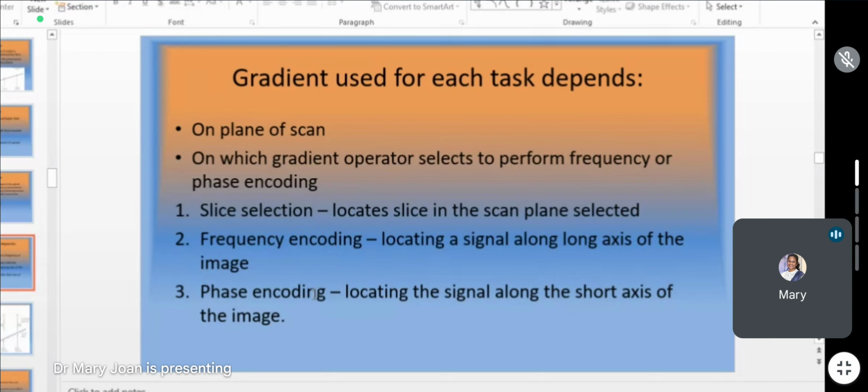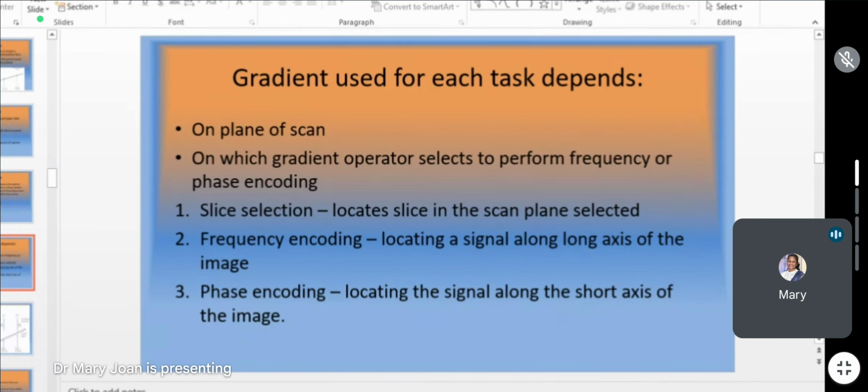So the gradient used for each task depends on the plane of scan on which the gradient operator selects to perform frequency or phase encoding, and slice selection locates the slice in the scan plane selected. Frequency encoding locates a signal along the long axis of the image, and phase encoding locates the signal along the short axis of the image.